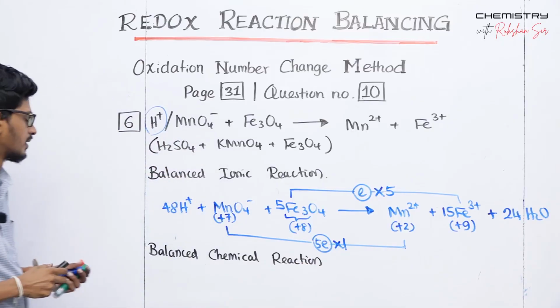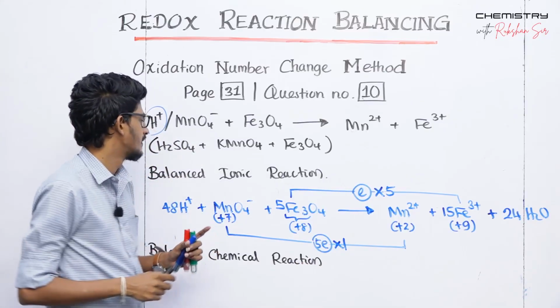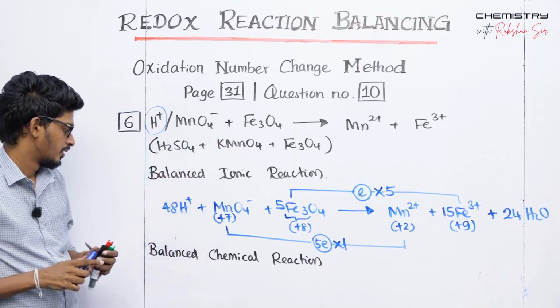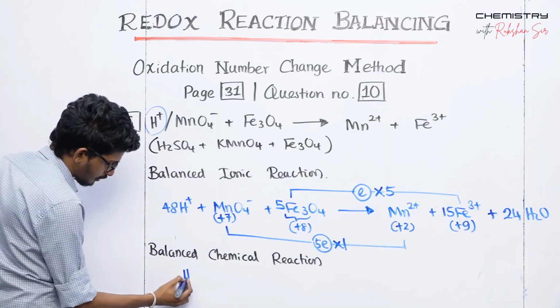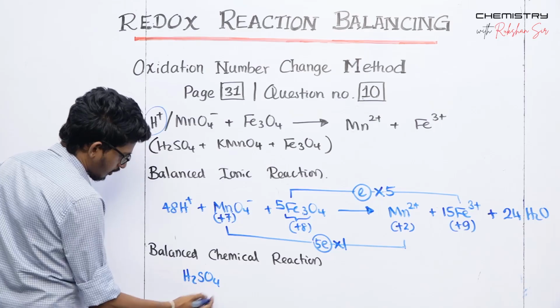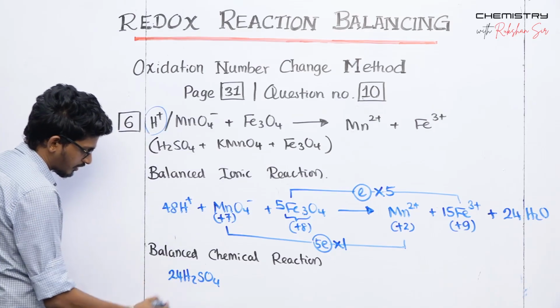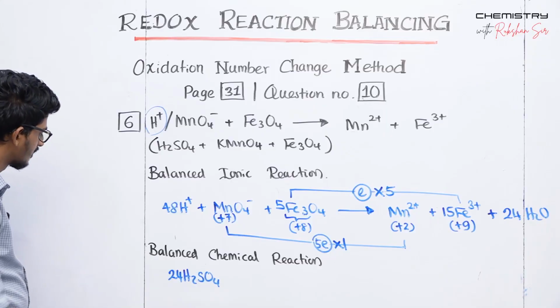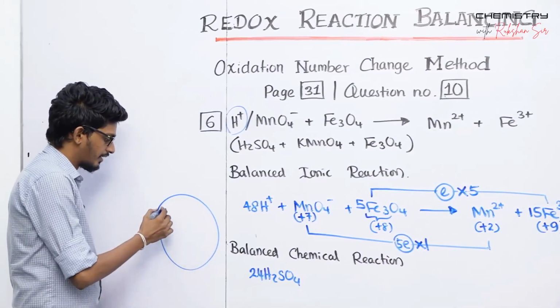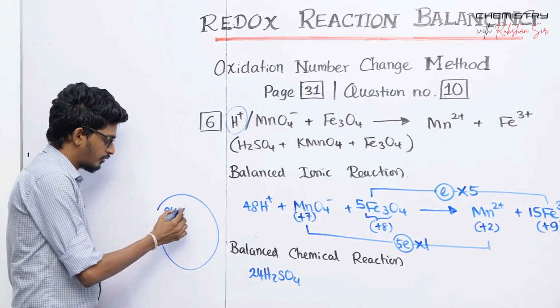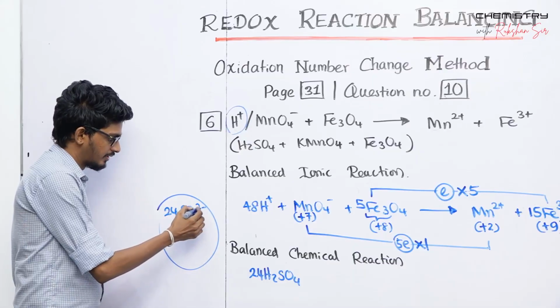To provide the hydrogens, they had used H2SO4. So just write that, H2SO4. You need 48 hydrogens. That means you need to come up with 24 H2SO4s to provide the 48 hydrogens. So I have added 24 SO4 2 minus signs by hand.